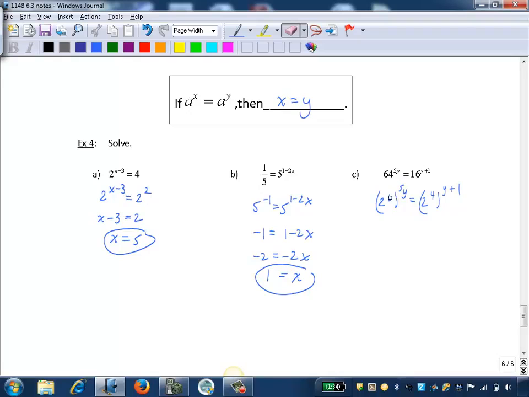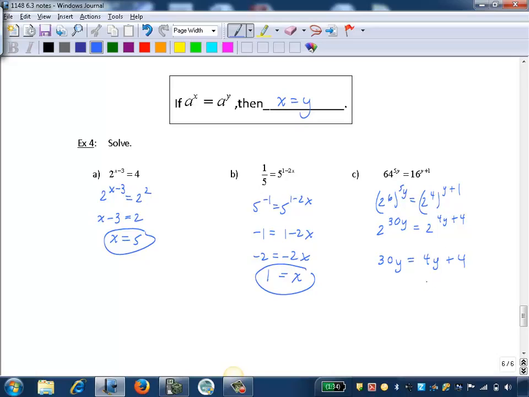So now we have a power of 6 to another power of 5y, so we multiply those exponents, so this will give us 2 to the 30y. And here we have 2 to the 4th to the y plus 1, so we multiply the 4 times the y plus 1. So that'll give us 2 to the 4y plus 4. Now our bases are equal, so we can set the exponents equal. So we can say 30y equals 4y plus 4. And now the variables come down out of the exponent, so we can easily isolate it.